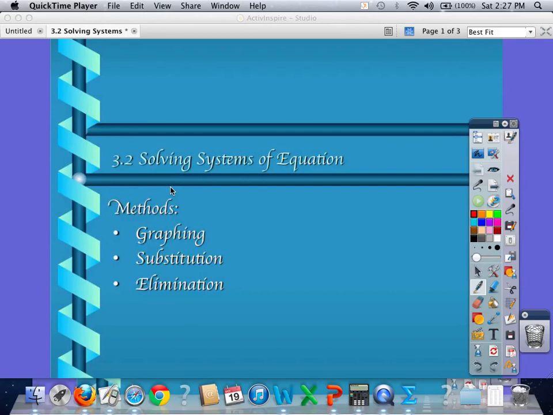Okay, let's do 3.2, solving systems of equations. Now today we are going to review a little bit about the graphing, but we're mostly going to be focused on the substitution method and the elimination method. But again, you can do it one of three ways: graphing, substitution, or elimination.